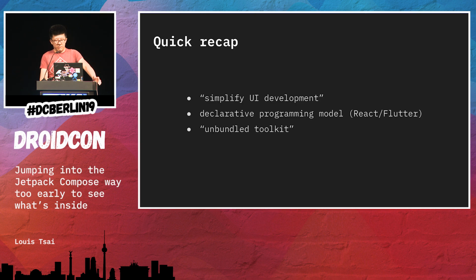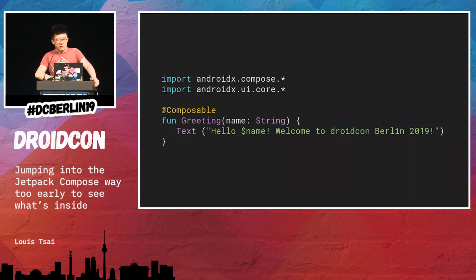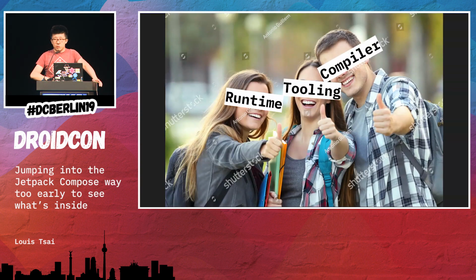And this is a very simplified version of what it looks like. You have completely new imports. They are not views anymore. And then somehow, magically, you write a function, you put an annotation, and everything works. My name is Louis, so it should print out, hello, Louis, welcome to droidCon Berlin 2019, somehow.